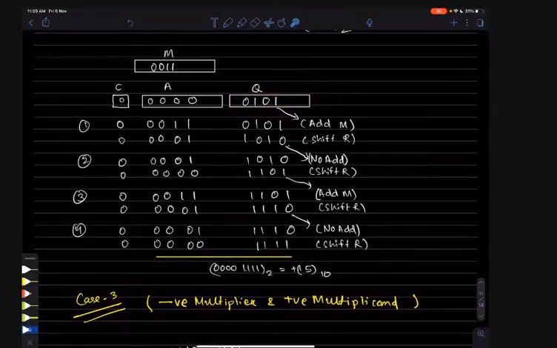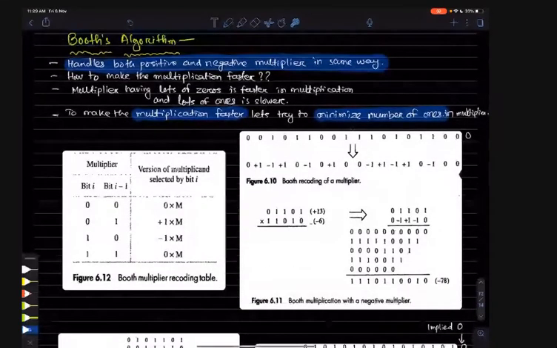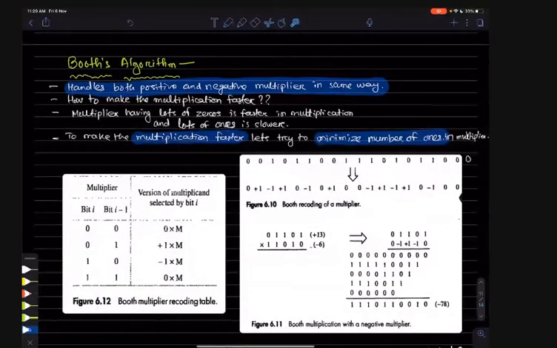So these are the two advantages of Booth's algorithm. How do we convert from lots of ones to fewer ones and lots of zeros? That is Booth's algorithm coding scheme. Booth's algorithm does two things. It handles both positive and negative numbers in the same way, and it makes the multiplication faster by minimizing the number of ones in the multiplier. So take the multiplier and do some coding.